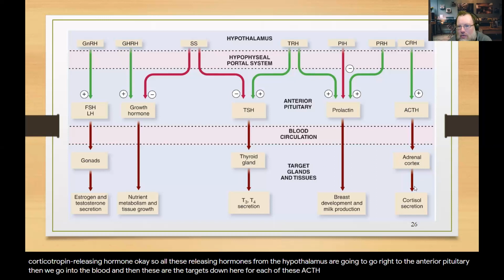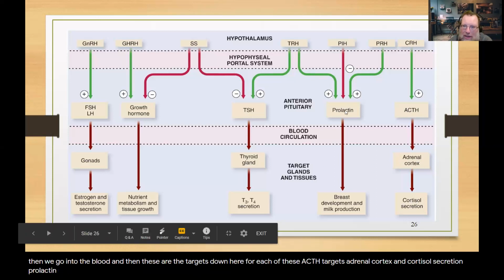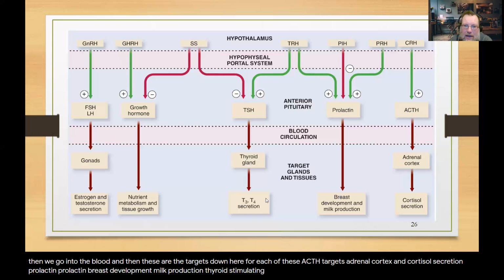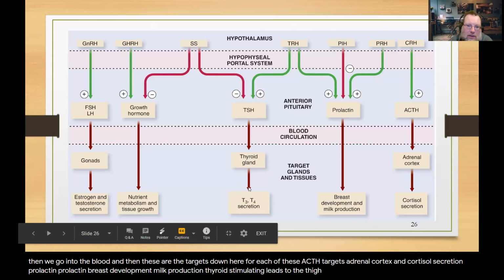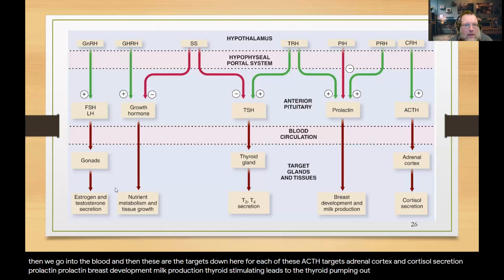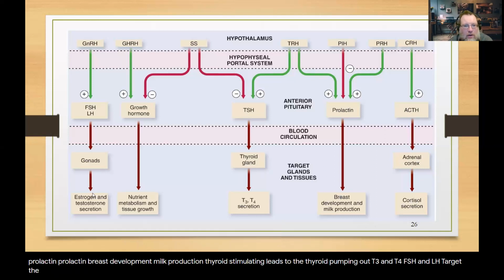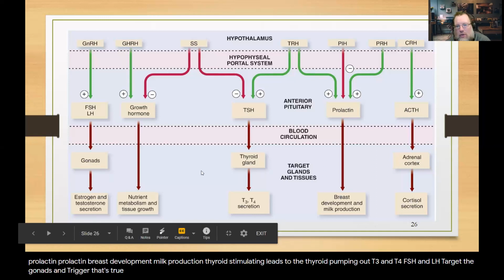ACTH targets the adrenal cortex and cortisol secretion. Prolactin, breast development and milk production. Thyroid stimulating hormone leads to the thyroid pumping out T3 and T4. FSH and LH target the gonads and trigger estrogen and testosterone secretion.